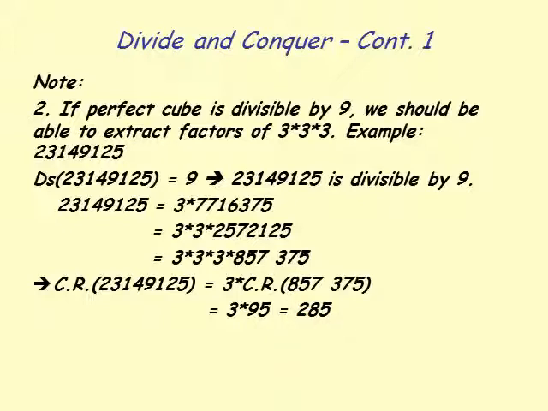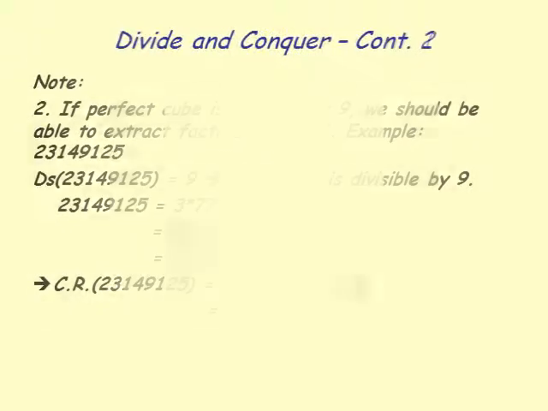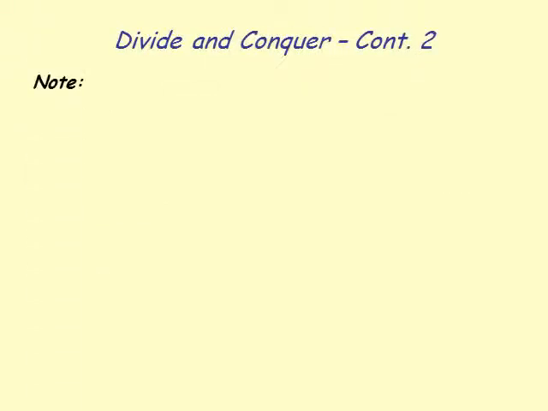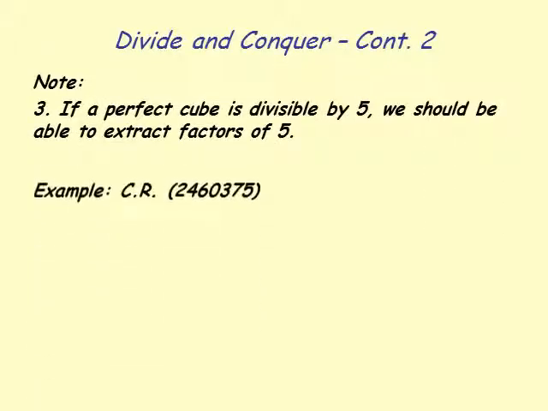No, yeah, the cube root of 231492125 is 285. Let's do some more observation. If a perfect cube is divisible by 5, we should be able to extract factors of 5. That means the cube root is also divisible by 5. Okay, that's the statement we're trying to make here. Let's continue.